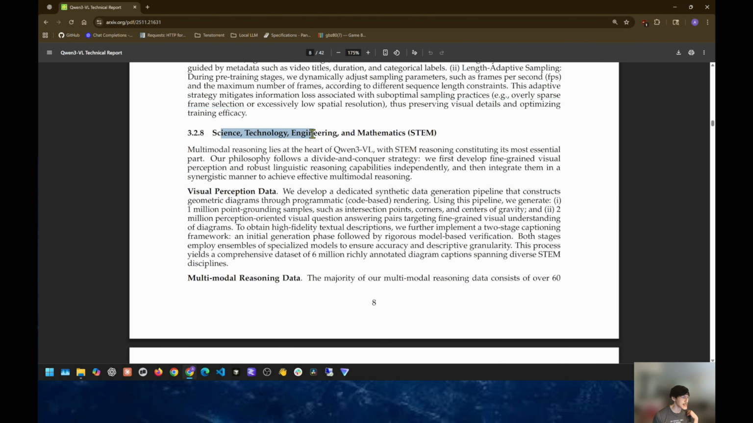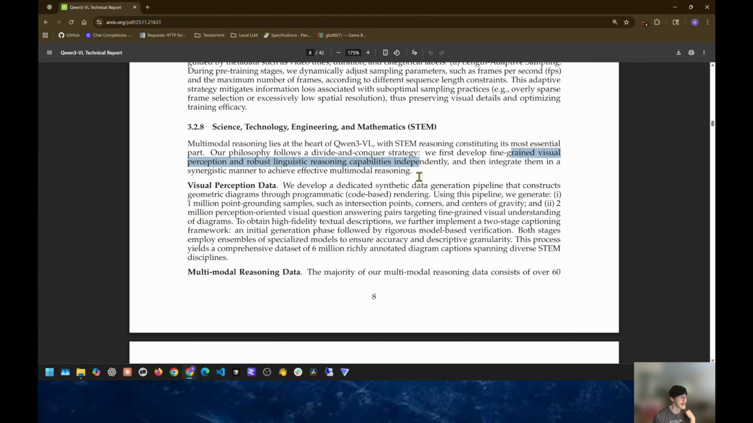Science, technology, engineering, mathematics, STEM. Multimodal reasoning lies at the heart of Qwen3 VL, with STEM reasoning constituting its most essential part. Our philosophy follows a divide-and-conquer strategy. We first develop fine-grained visual perception and robust linguistic reasoning capabilities independently, and then integrate them in a synergistic manner to achieve effective multimodal reasoning.